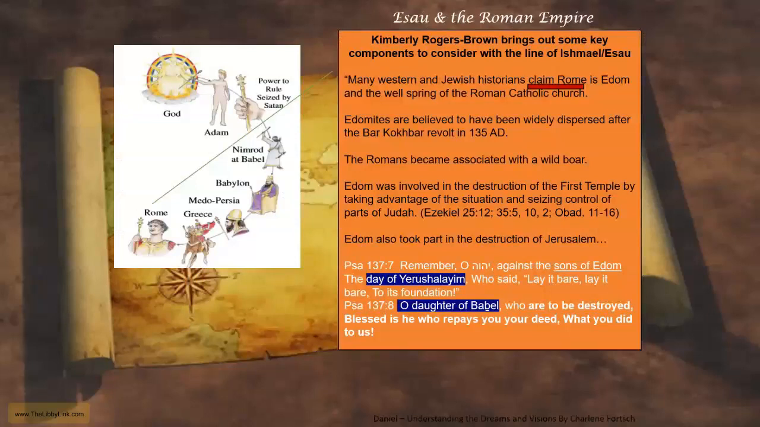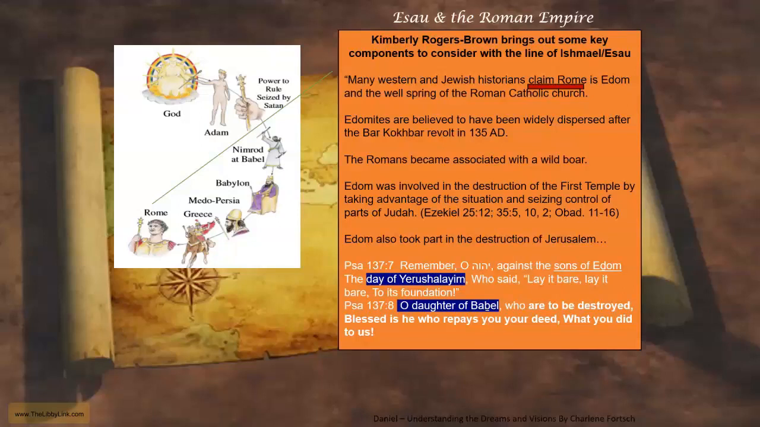All right, so Esau and the Roman Empire. In one of the studies, Kimberly Rogers Brown brings out some key components to consider with the line of Ishmael and Esau.